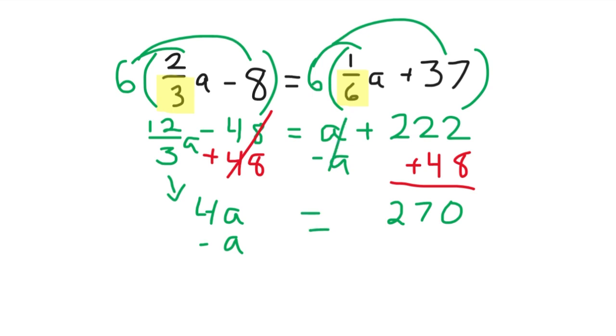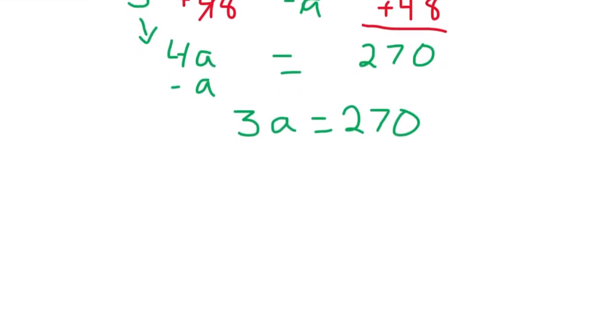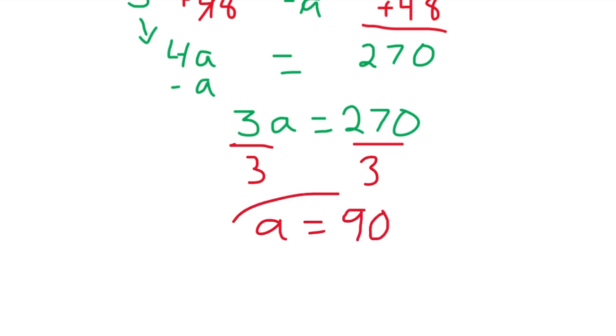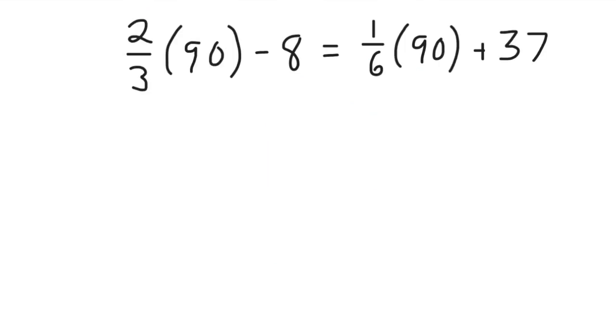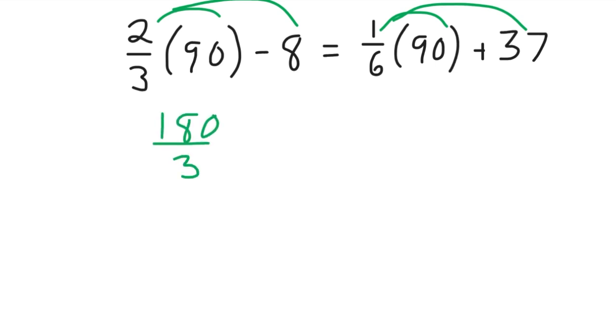Now we're also going to get rid of the a from the right side, so we subtract, and we get 3a equals 270. Now if we divide by 3 on both sides, we end up getting a equals 90. Now if a is 90, we plug it back into our equation to find out the measurement of that angle that we were talking about.